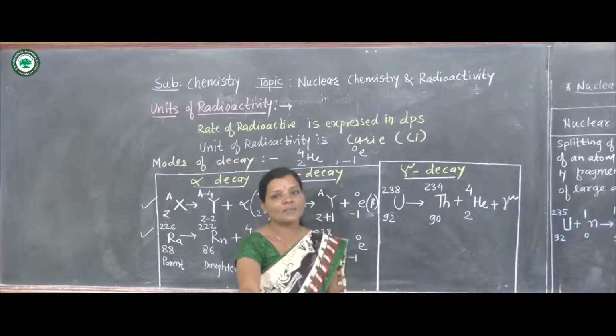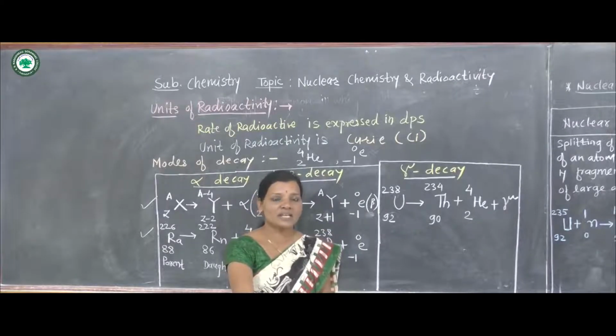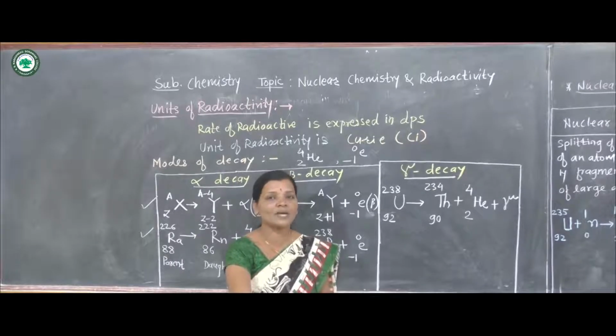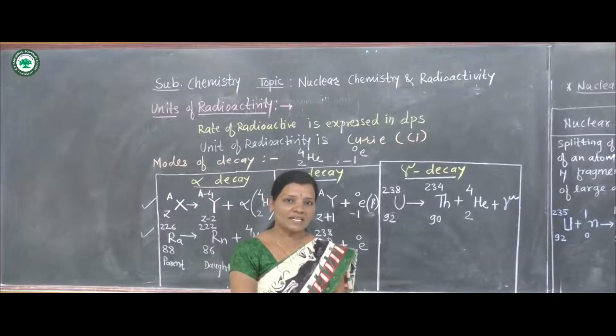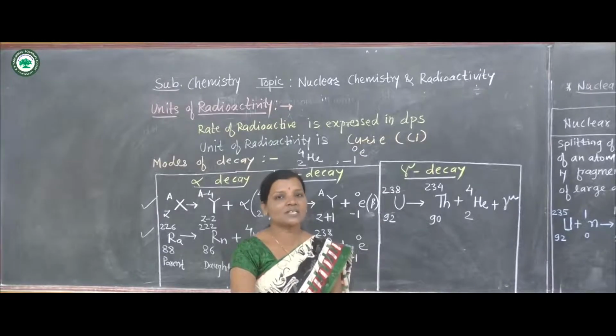That means after emission of gamma particles, the unstable nucleus gets converted into a stable nucleus, because after the emission of alpha and beta particles, that nucleus goes to the excited state, and after gamma radiation that nucleus comes to the ground state, and hence achieves stability.